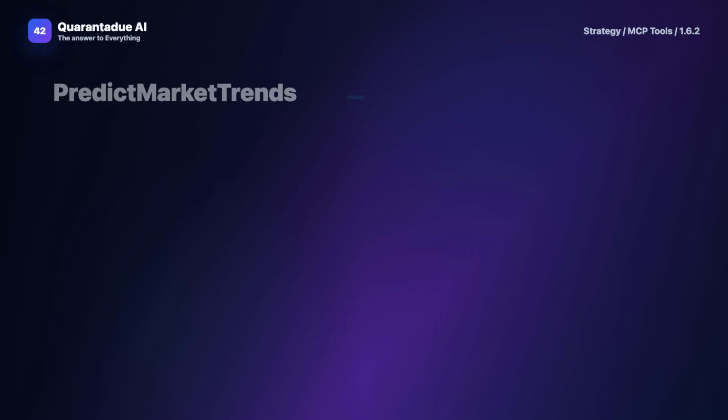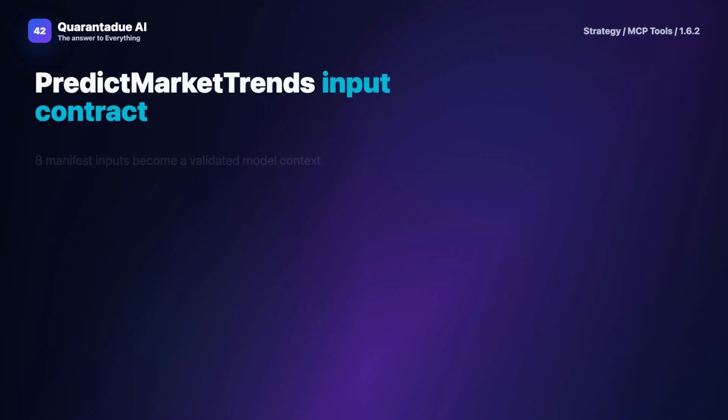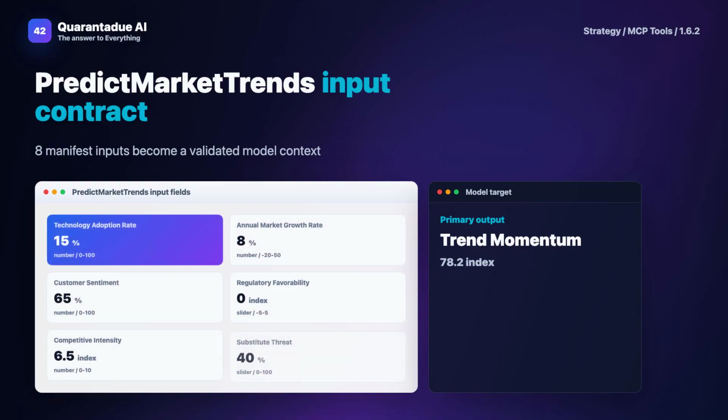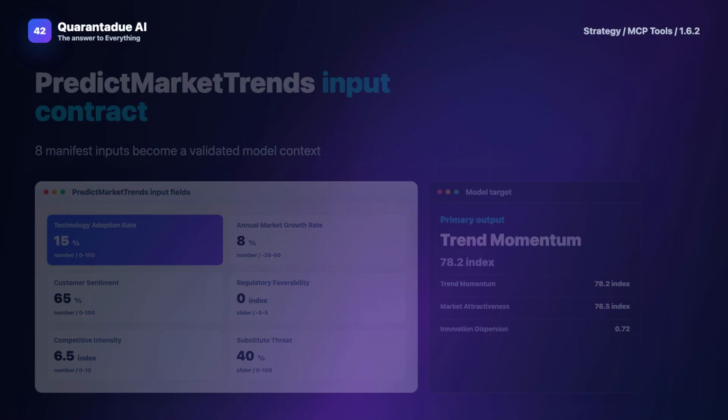The workflow then applies calculations. Calculate the strength of trend acceleration by computing a weighted average of technology adoption rate, customer sentiment, and market growth rate, with technology adoption weighted highest. Calculate the overall market opportunity score by combining regulatory favorability, competitive intensity, and substitute threat, adjusted by capital availability with tiered weighting: scarce 0.5x, moderate 1x, abundant 1.5x.